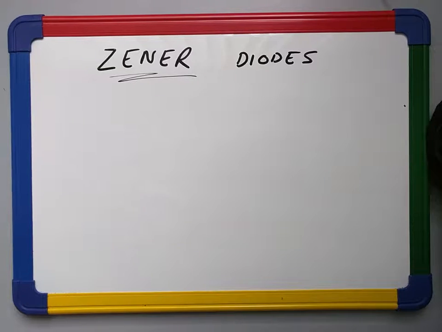Lecture Joe here again. We're going to take a look at a special type of diode called a zener diode.